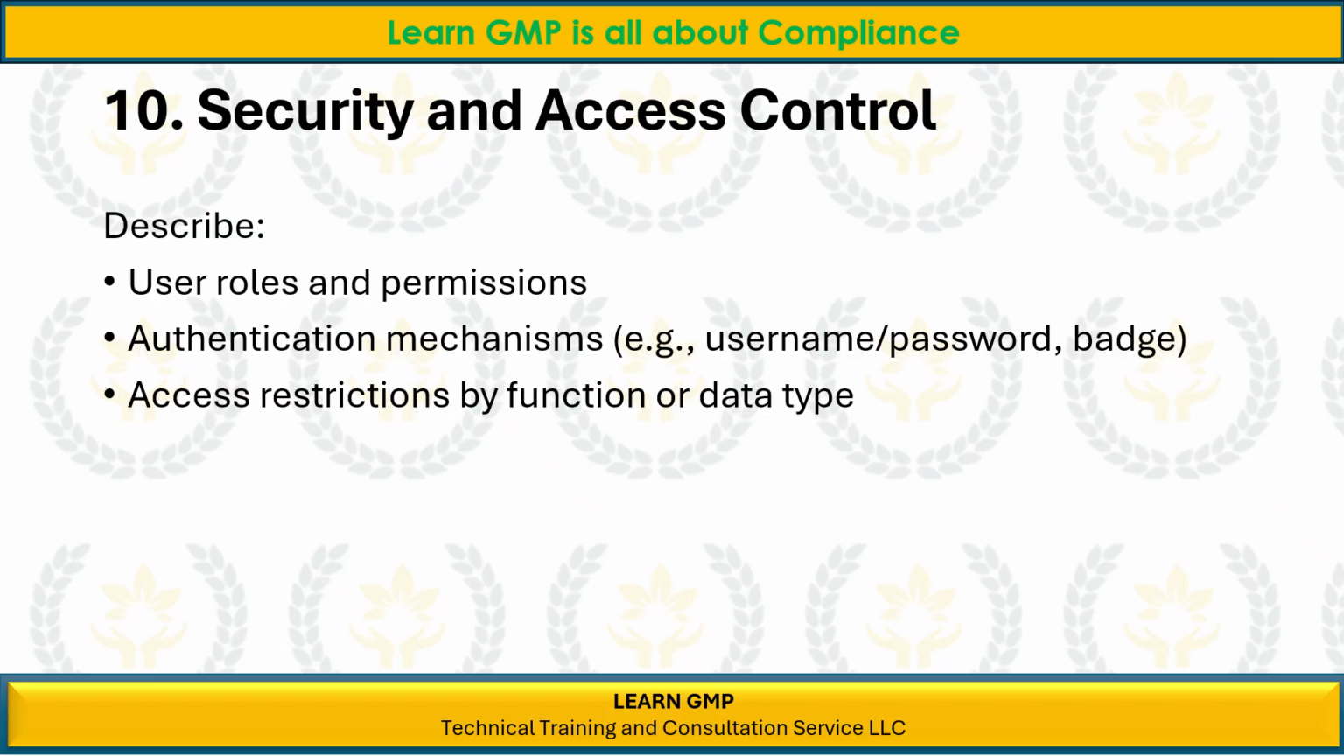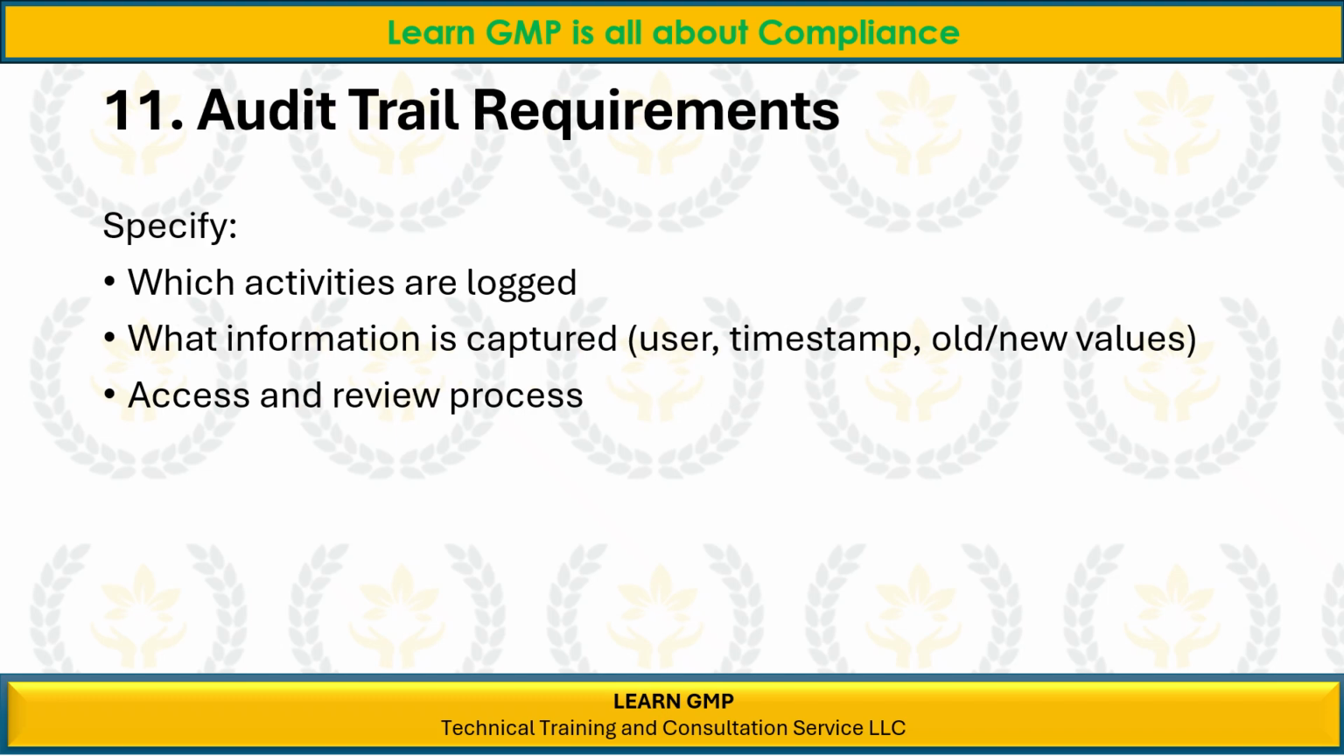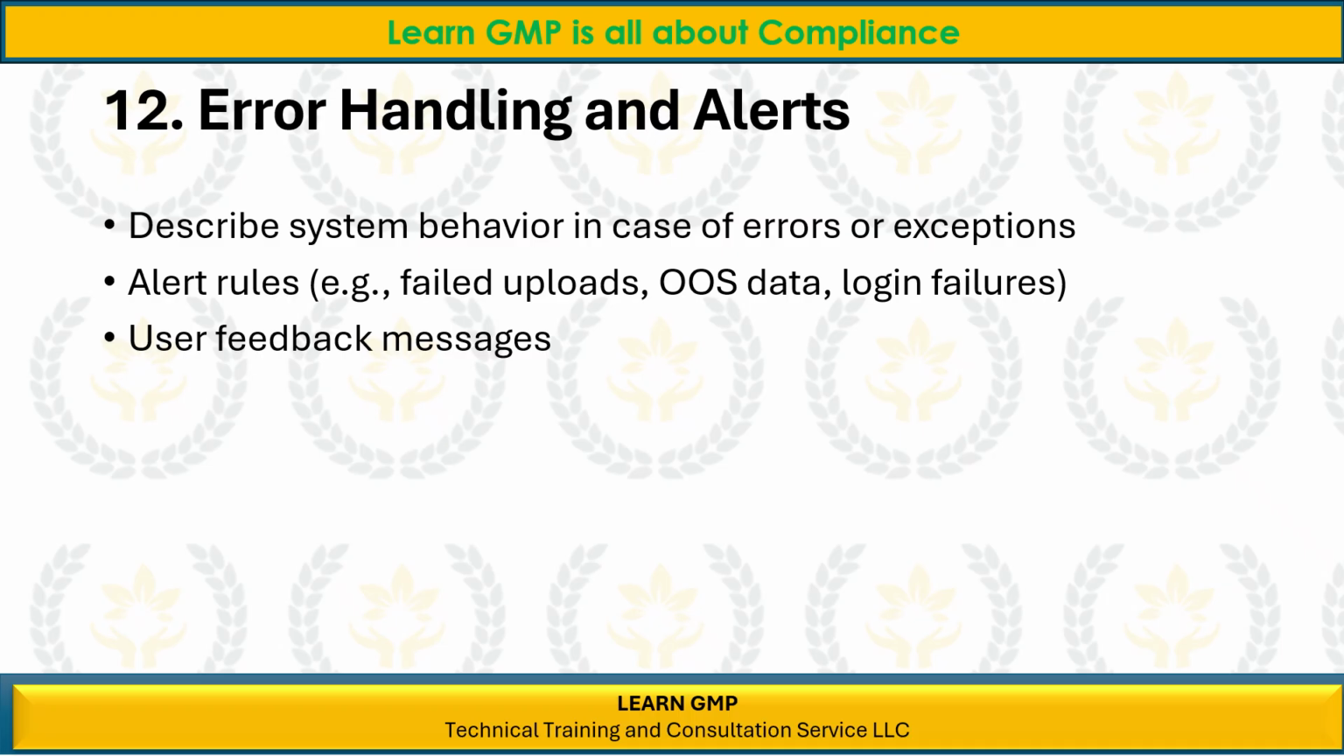Security and access control. Describe user roles and permissions. Authentication mechanisms, like username, password, badge. Access restrictions by function or data type. Audit trail requirements. Specify which activities are logged, and what information is captured: user, timestamp, old/new values. Access and review process.